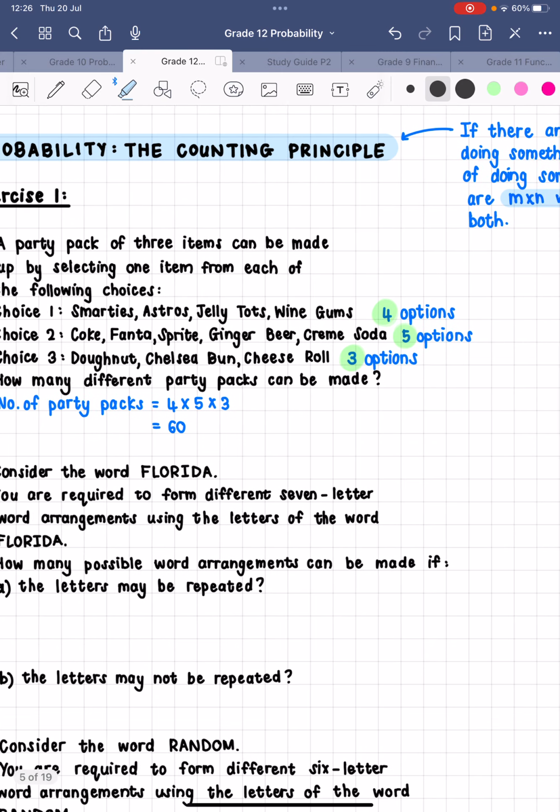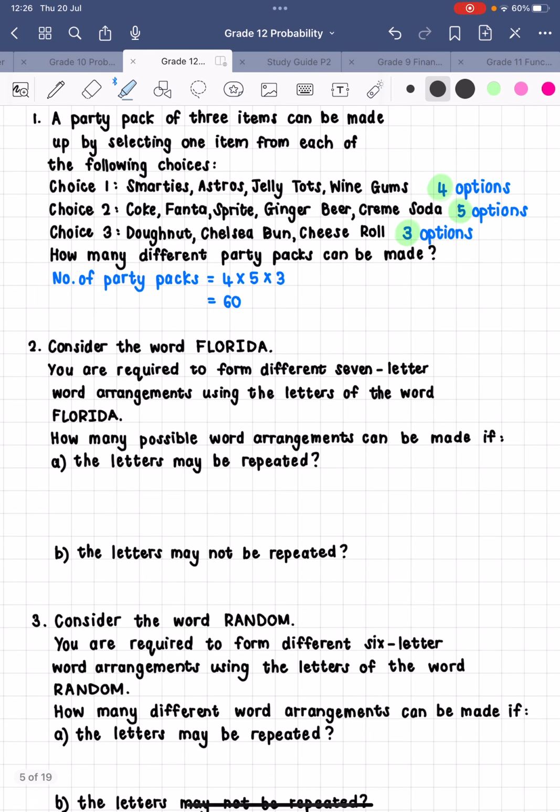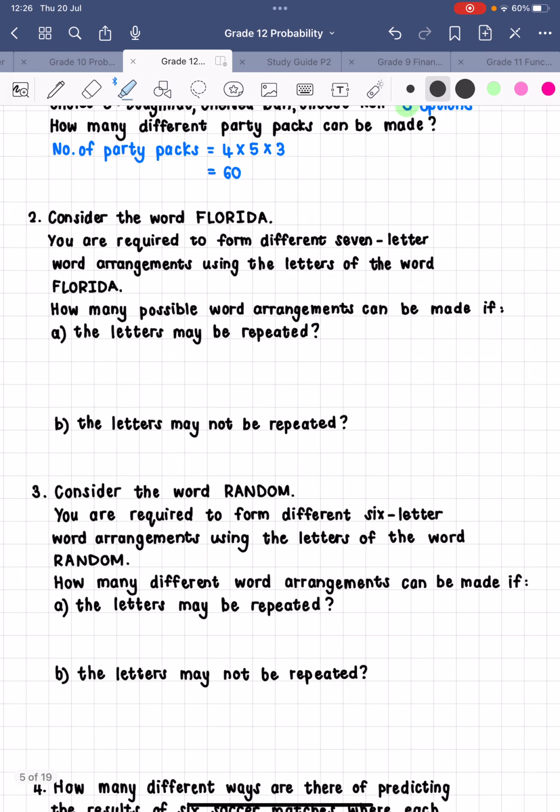Okay, let's look at the next one. The next one is saying we need to consider the word Florida. Now, how many letters are there in the word Florida, guys? 7. 1, 2, 3, 4, 5, 6, 7. Okay, so there are 7 letters.